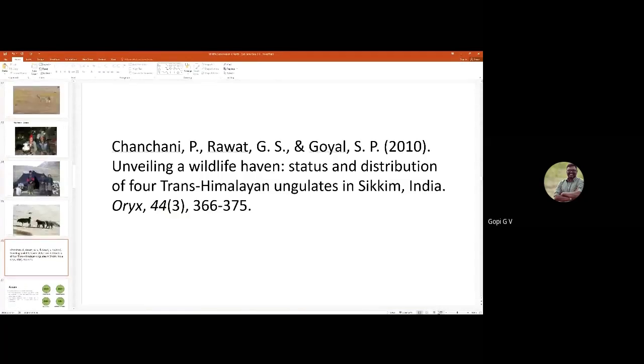I would suggest, if any of you are interested in Trans-Himalayan wildlife, especially that of Sikkim, this particular paper published in Oryx, though it is more than a decade old, gives immense natural history information on how four of the Trans-Himalayan ungulates are distributed here. So it's very worth reading.